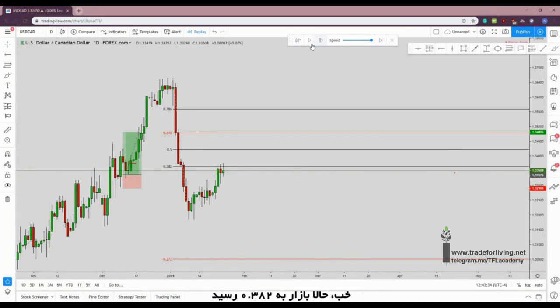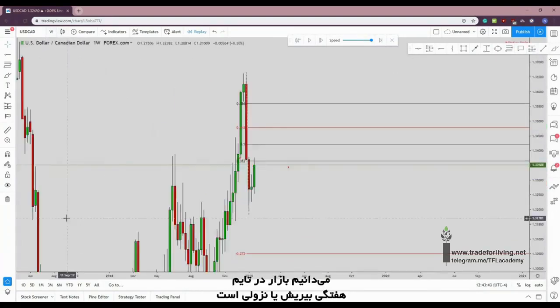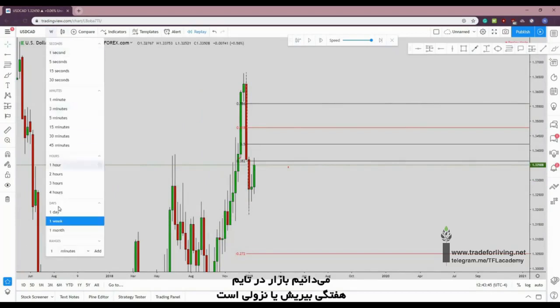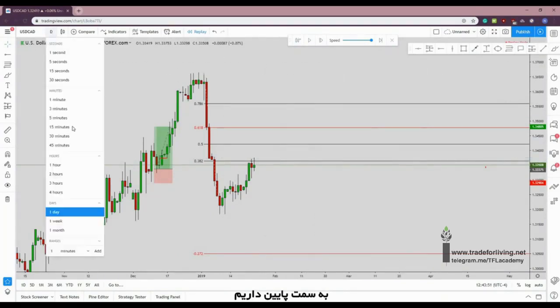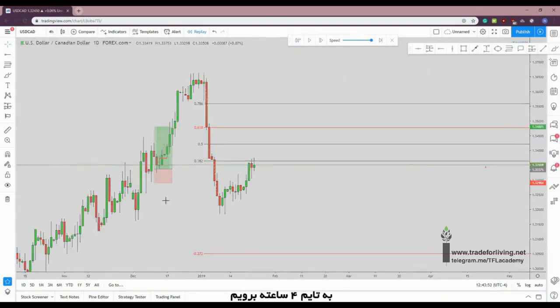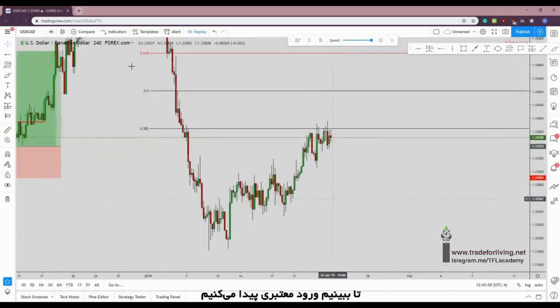Now the market has just made it to the 382. So at this point, what we can do is basically go on the 4-hour time frame. We already know that the weekly will be bearish because we have had this huge push to the downside. So obviously we are expecting more continuation to the downside. Let's go on the 4-hour time frame and let's see if we can get any kind of valid entry.